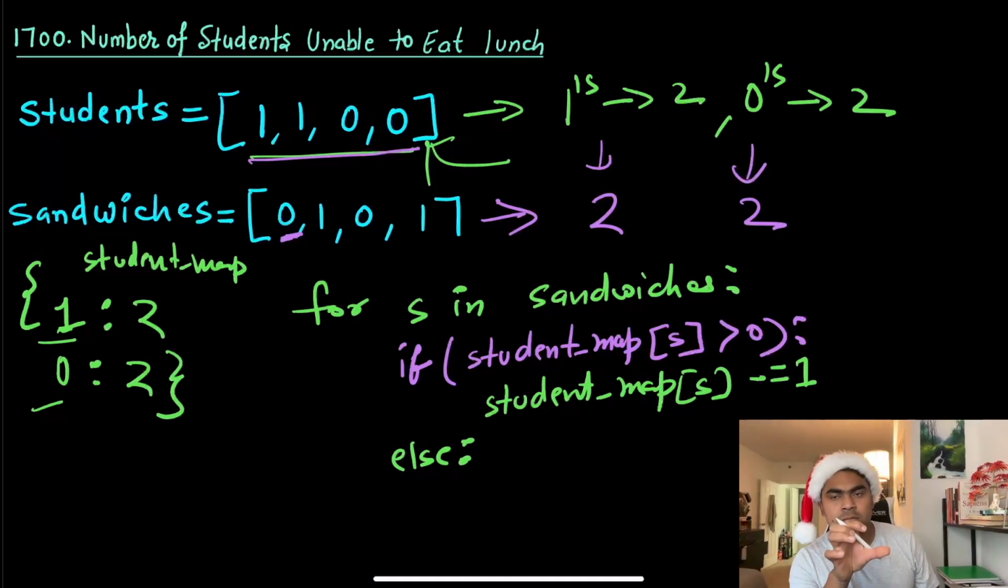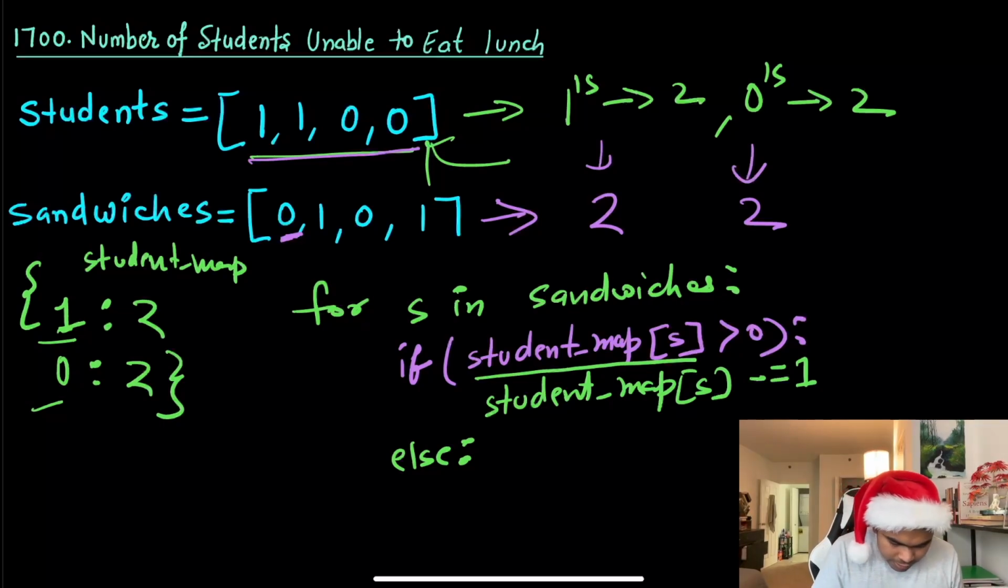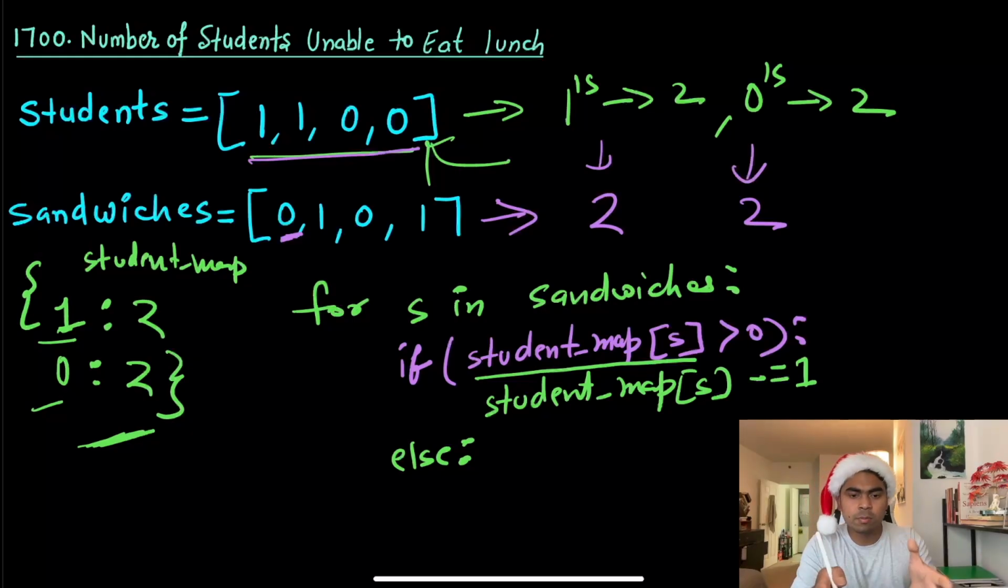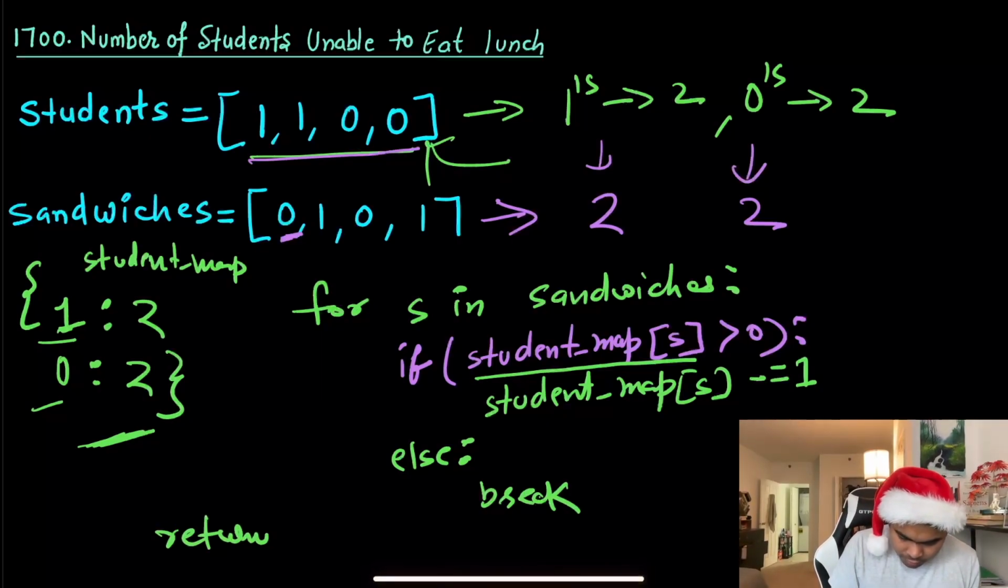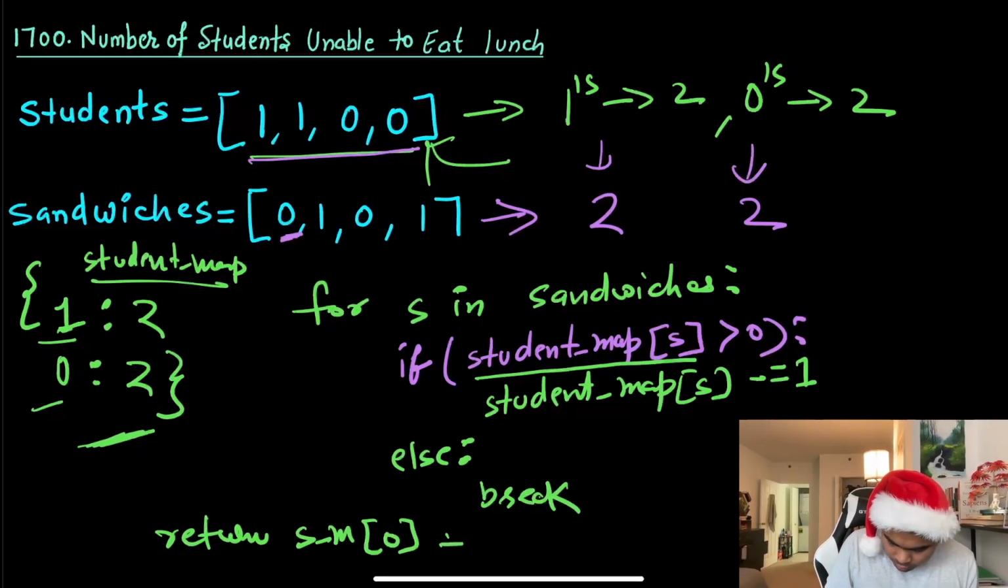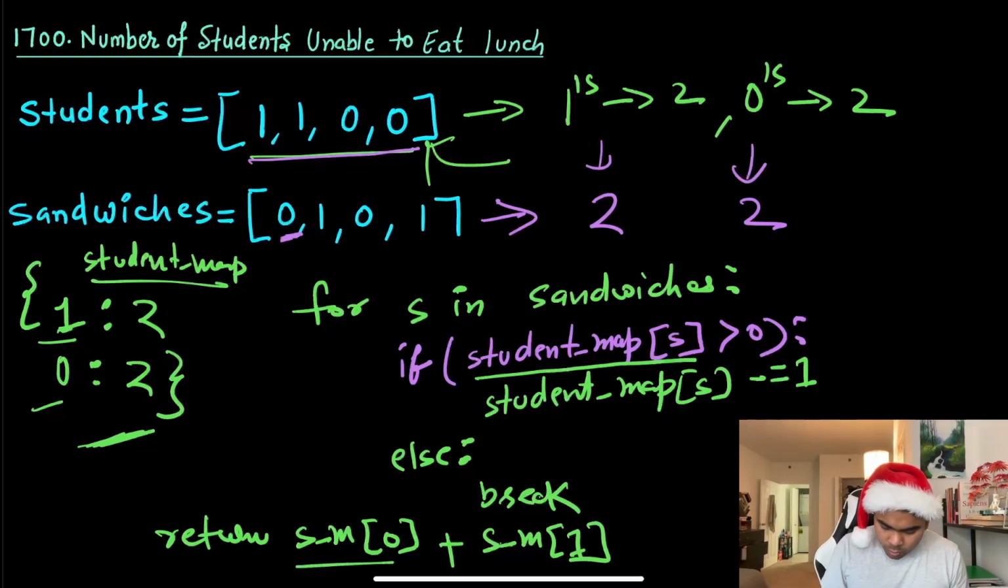I have S on the top, but there are no students in my student map that want that kind of sandwich. So I cannot remove that top of the stack. That's the definition of the problem. I cannot remove it. So that is why I will break from here, and I will return student map 0 plus student map 1. So this is what I will return.